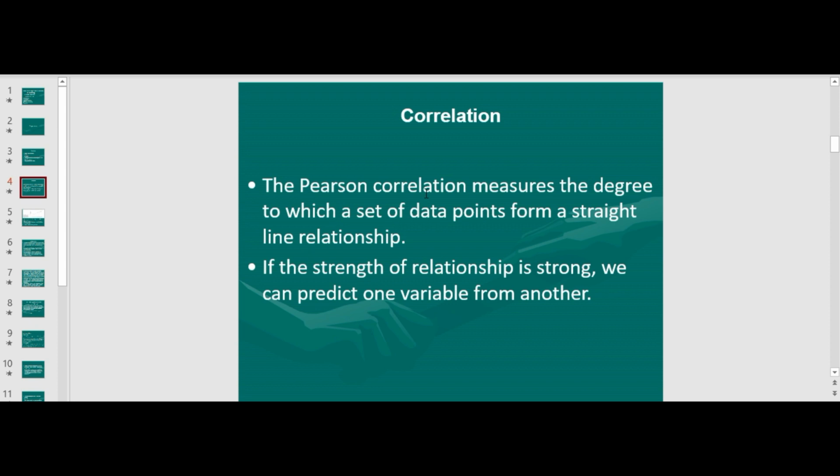Pearson correlation measures the degree to which the set of data points form a straight line relationship. And if the strength of the relationship is strong, we can predict one variable from the other variable.